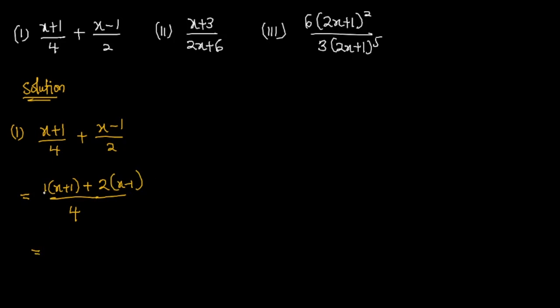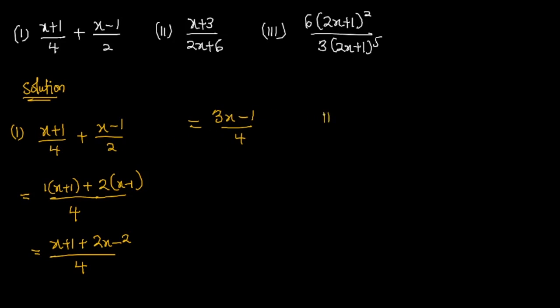So if we use 1 to multiply everything here, we get x + 1, then plus 2 to multiply here, we have 2x - 2, all over 4. So this is equal to x plus 2x, that will give me 3x, and 1 minus 2 will give me -1, all over 4. So this becomes my answer for the first expression.